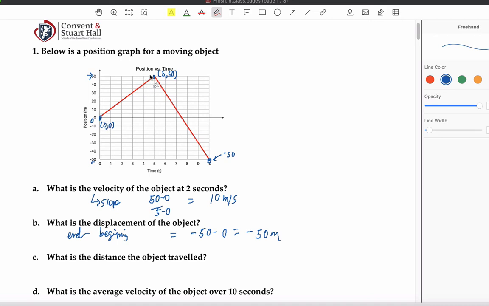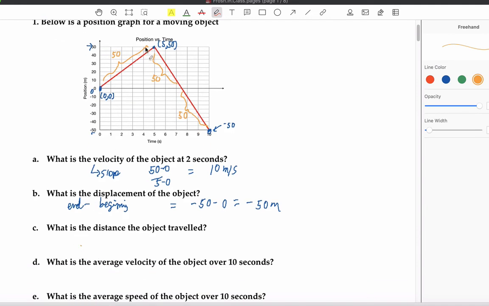Next, we ask the distance that the object traveled. So, from 0 to 5, I'll use a different color here. From 0 to 5, it travels a total of 50. Then from 5 to 7.5, it goes back 50. And then it goes an additional 50 more until we reach 10 seconds.